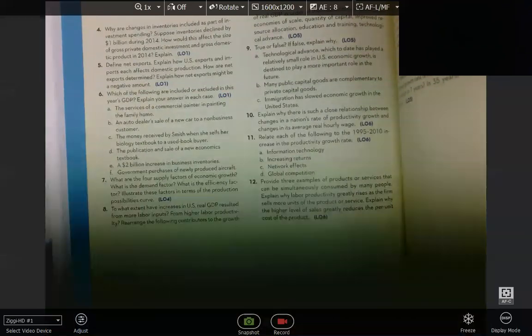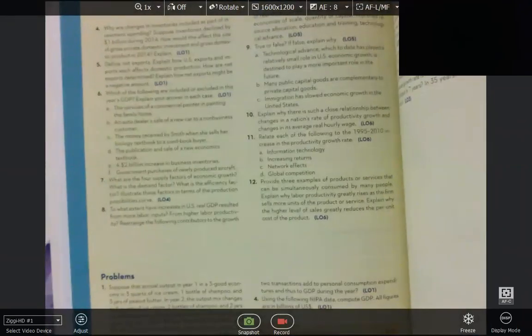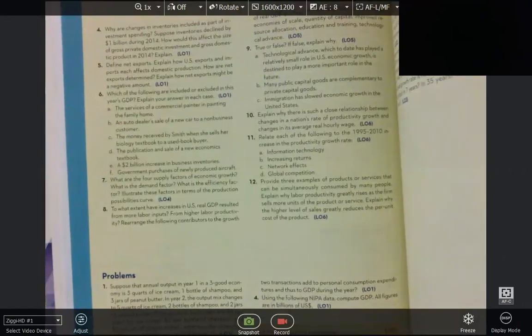The new car is the key term here. Non-business, not so much as important. So sale of a new car, is that included or excluded from GDP? Included, right. But if it was a used car, excluded, okay? What about money received by Smith when she sells her biology textbook to a used book buyer?